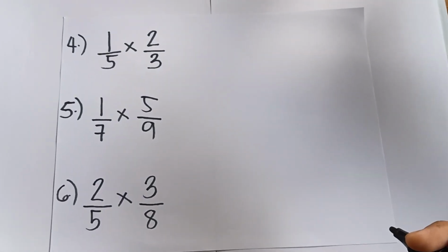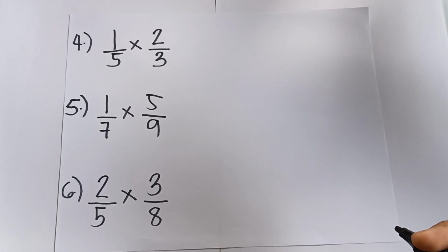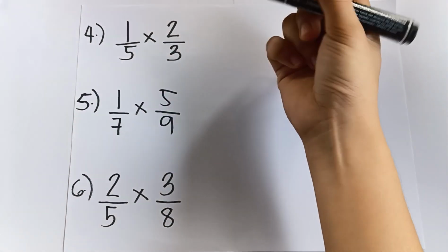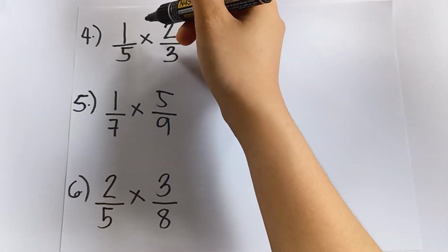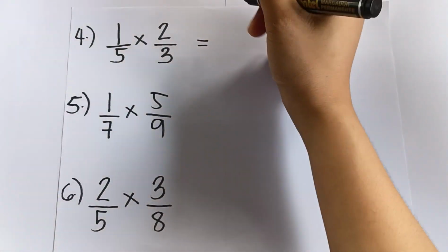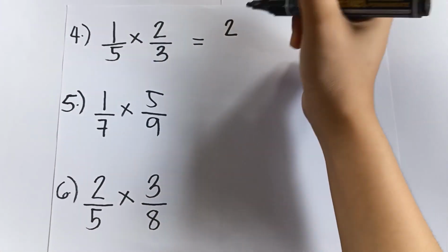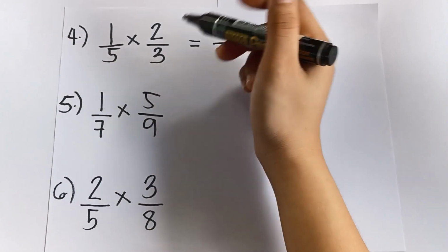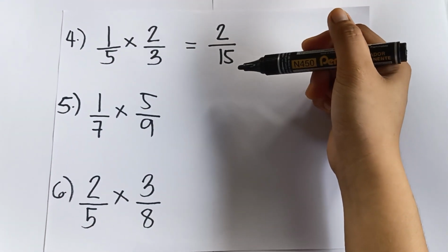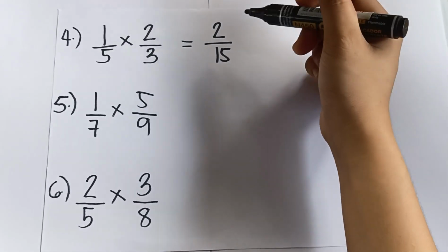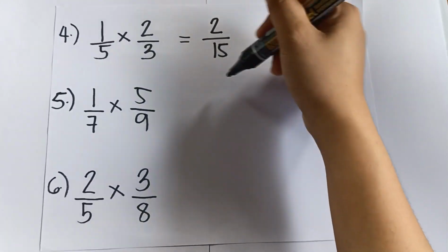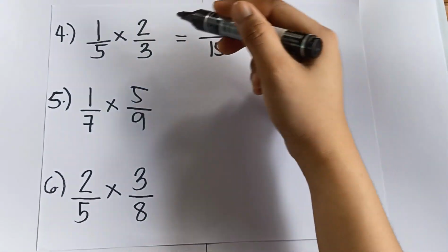So let's have another set of examples in multiplying fractions. This time, we disregard whether it is a similar or dissimilar fraction. Number 4, we have 1/5 times 2/3. So we multiply the numerators of the two fractions. 1 times 2 is equal to 2. And then we also multiply the denominators of the two fractions. 5 times 3 is equal to 15. So this is now the simplest form, or the simplest answer, of this fraction. So 2 over 15.